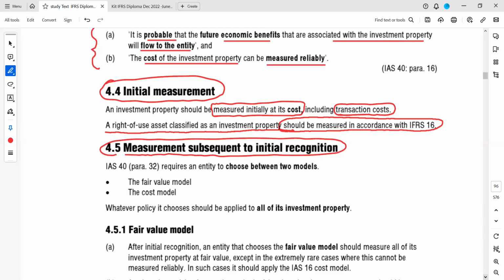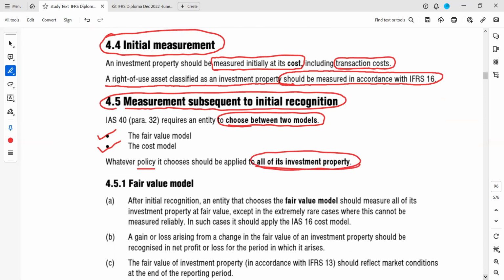Now we have a choice. An entity has to choose between two options, two models. There are two models given. One is the fair value model and the other one is the cost model. Whatever policy it chooses, you can either opt for fair value model or cost model, and whatever policy it chooses should be applied to all of its investment property. So one policy for all investment property items.